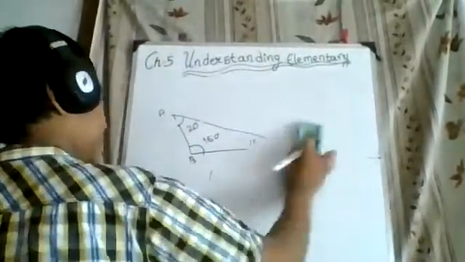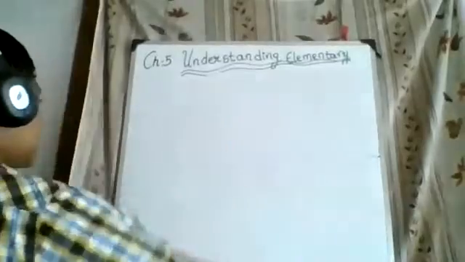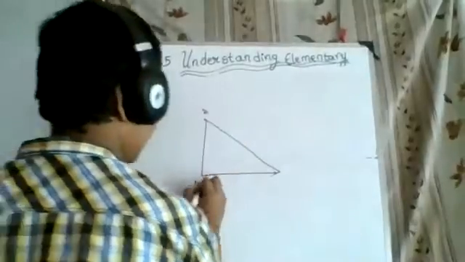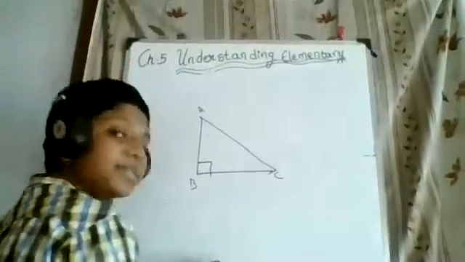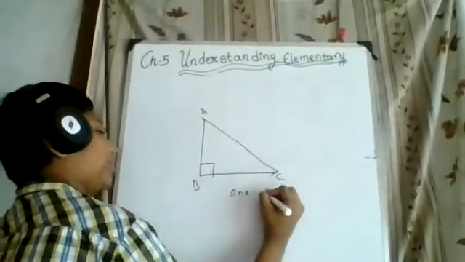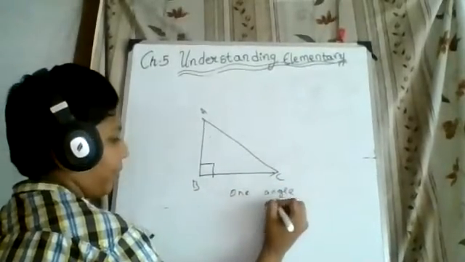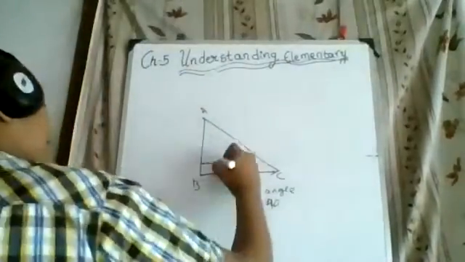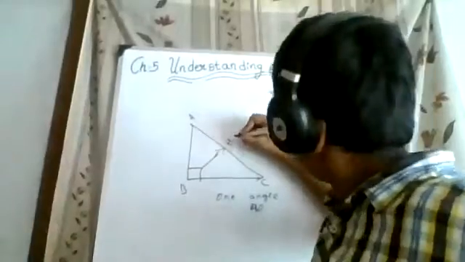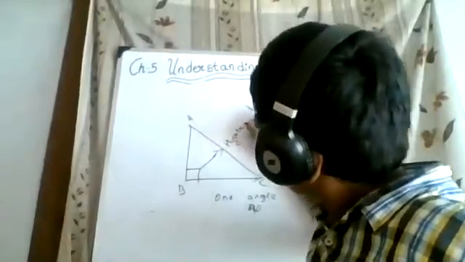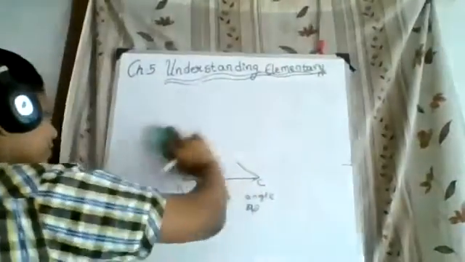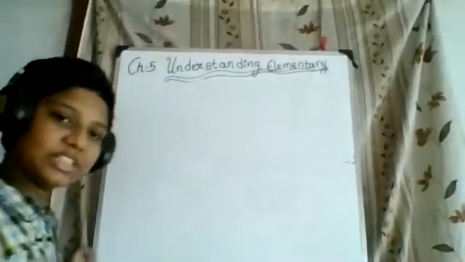And we have one more. That is the right angle triangle. A, B, C. If one angle is 90 degrees, then it is known as a right angle triangle, and the side opposite to the right angle is known as the hypotenuse. More based on this, we will learn in higher classes.